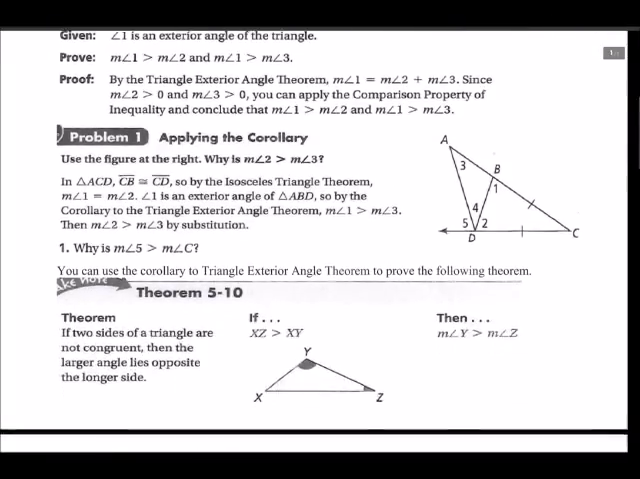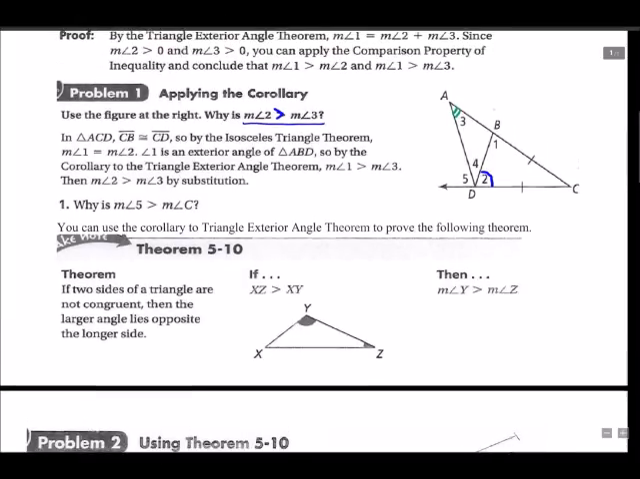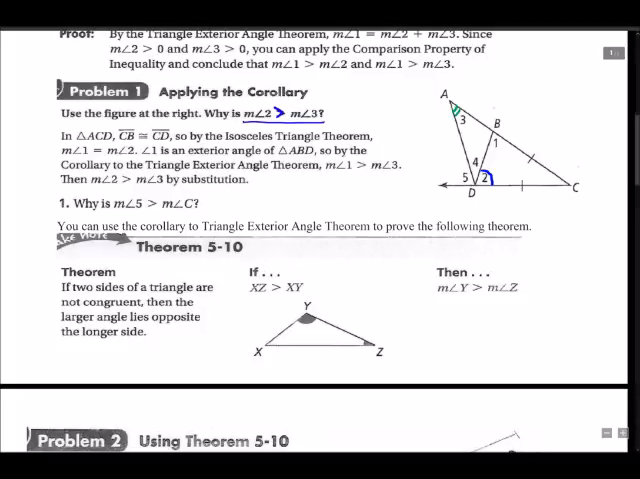Let's look at an application of this. We want to know, why is the measure of angle 2 greater than the measure of angle 3? Well, let's find angle 2. Here's angle 2. And where's angle 3? Angle 3 is up here. We want to know, why is 2 bigger than 3? Well, let's take a look at this. Let's break this down. Need a little more space here. Look what we have here.